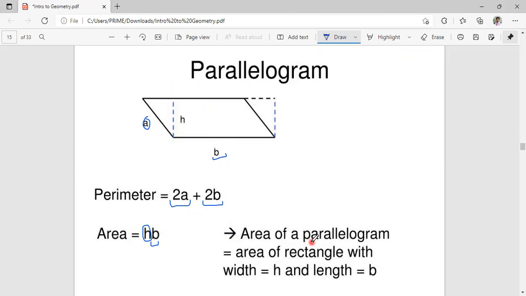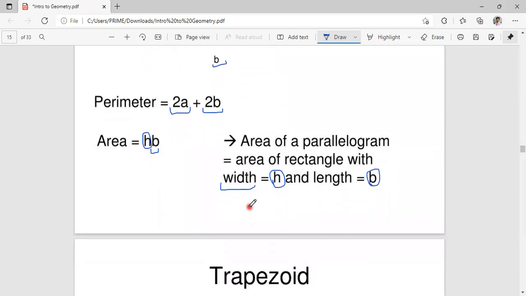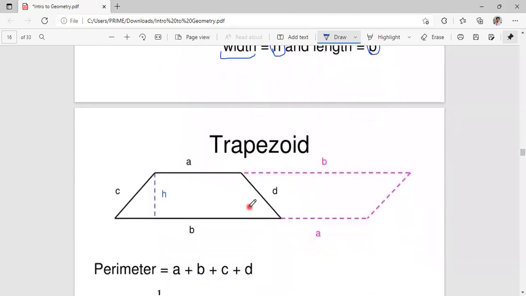So the area of the parallelogram will be equal to the area of a rectangle with width, which will be equal to H, where H is the height, and length, that is B. So H into B will be the area of this rectangle. Okay, moving on to the next one, we have trapezoids.